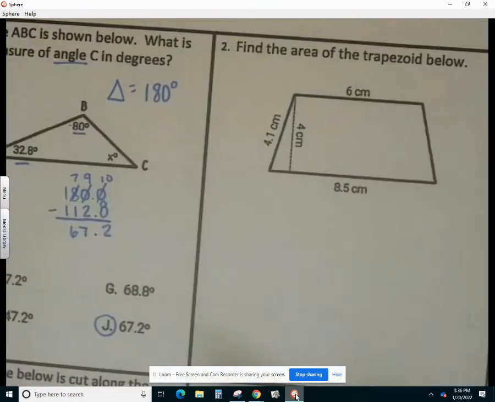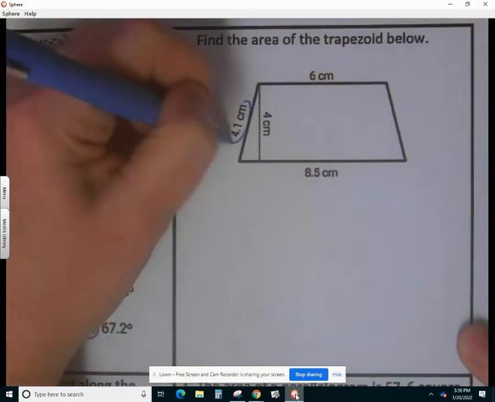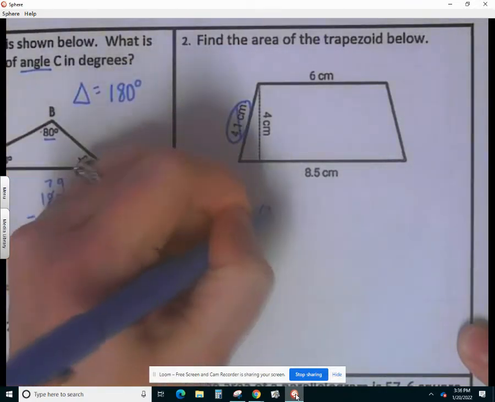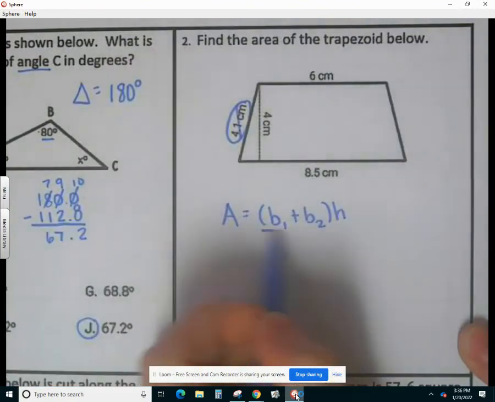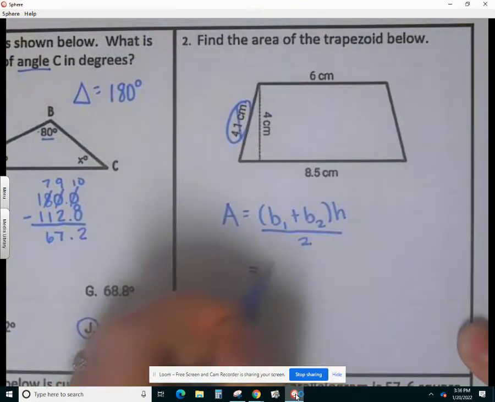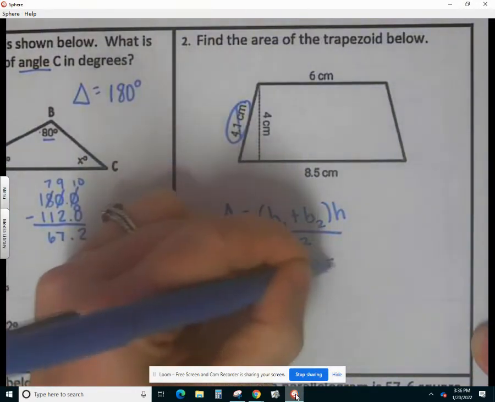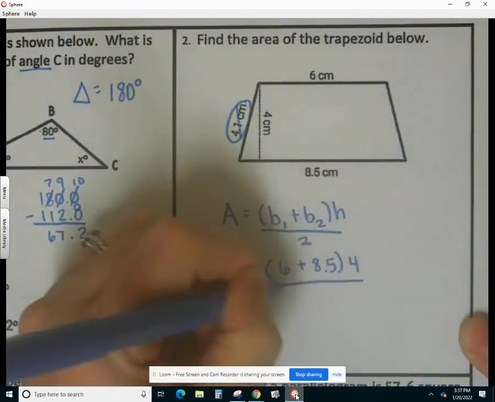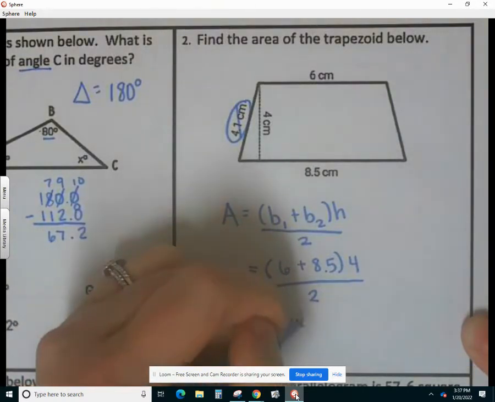Number 2 is about the area of a trapezoid. We don't ever want to use these diagonal sides, so I'm going to go ahead and get rid of that. And I'm going to write down my trapezoid formula that you would be able to find on your chart. We first add our bases, which is 6 and 8.5. Then we multiply times the height, and then we divide by 2. So 6 plus 8.5 is going to give us 14.5.